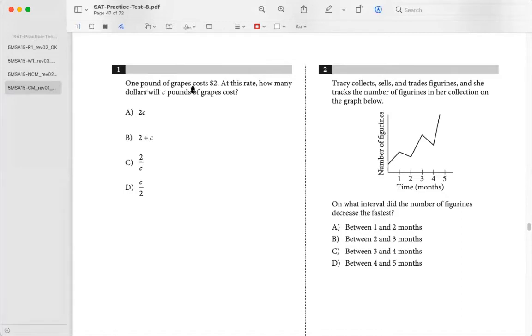So 1 pound of grapes costs $2. At this rate, how many will C pounds cost? So this is pretty easy. It's just going to be 2C.